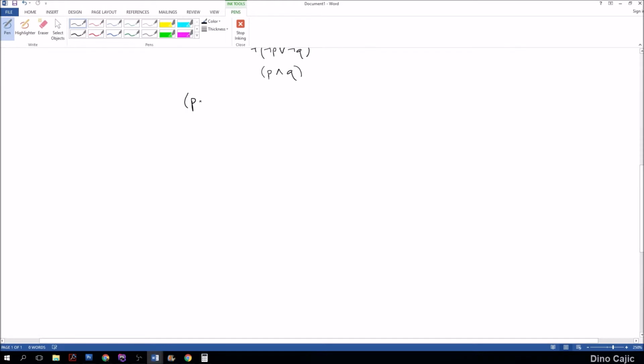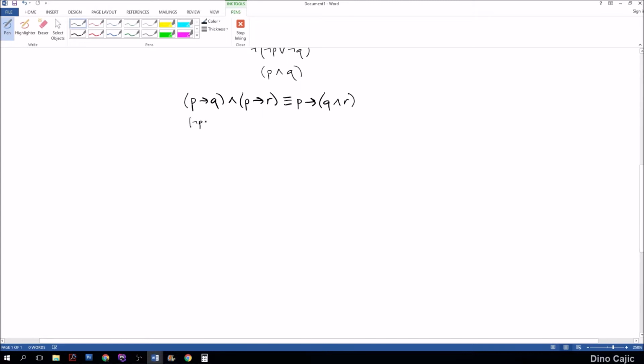The next one says that P implies Q and P implies R is equivalent to P implies Q and R. This is actually kind of straightforward to see. If P implies Q and P implies R, then P implies both Q and R, which is stated right there. P implies both Q and R. Well, let's go ahead and see if we can get these to be equal to each other, right? So let's go ahead and get rid of these implication signs.